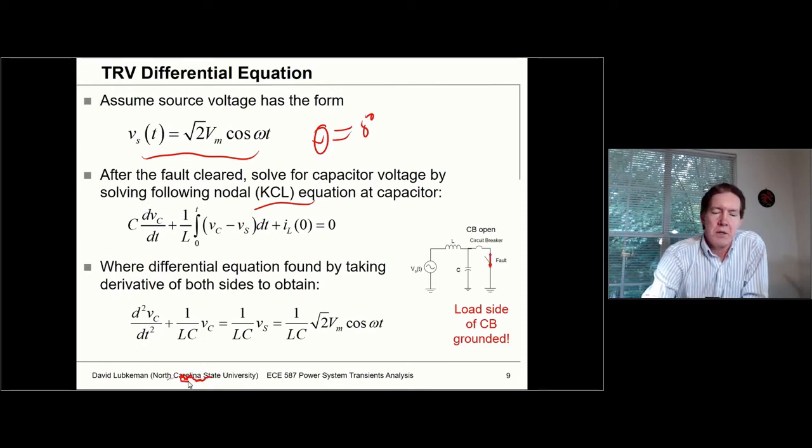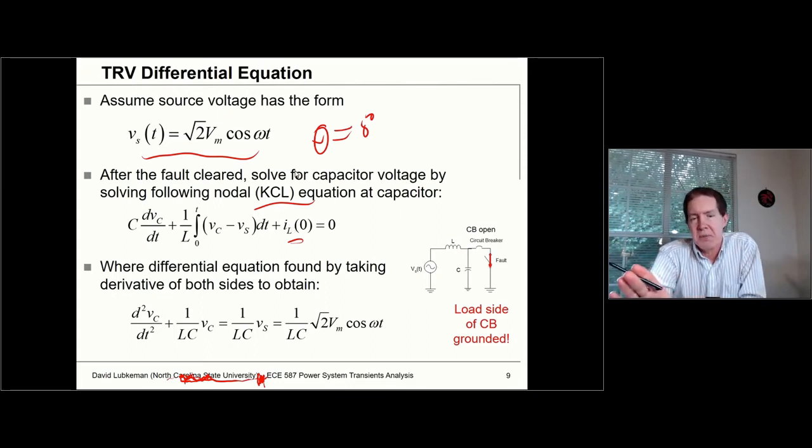The current going through the inductor going off to the left is 1 over L times the integral from 0 to t of the capacitor voltage minus the source voltage. Then I have to add the initial condition for the inductor current, which is actually going off to the left in this case. But that's going to sum up equal to 0. So that's basically Kirchhoff's current law.